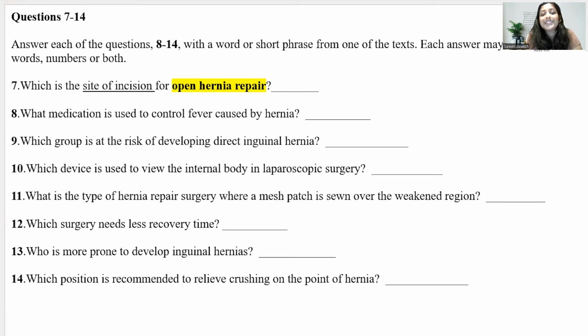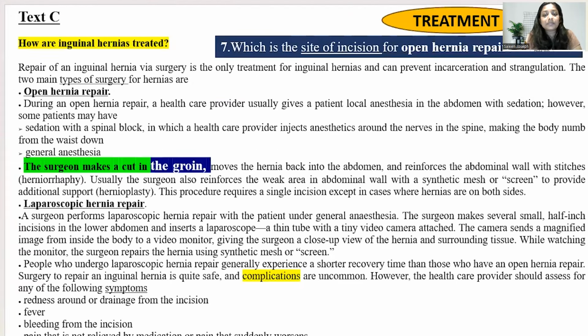Which is the site of incision for open hernia repair? What is the answer? Abdomen, lower abdomen. Groin. They asked you for open hernia repair, which is the site of incision. Yes, the surgeon makes a cut in the groin. So the answer is the groin.